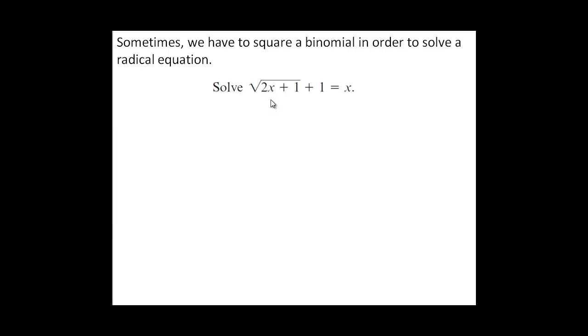We have the square root of 2x plus 1 equals x. We have x's on both sides, and we have to take care of this radical sign first. So let's do that. I can rewrite it by first of all subtracting that 1. So now I have the square root of 2x plus 1 equals x minus 1. And now I'm going to square both sides to get rid of the radical.